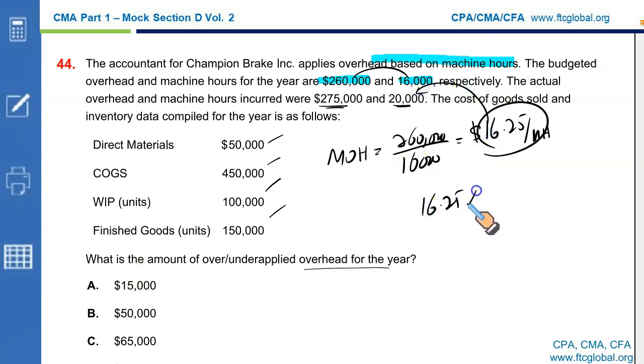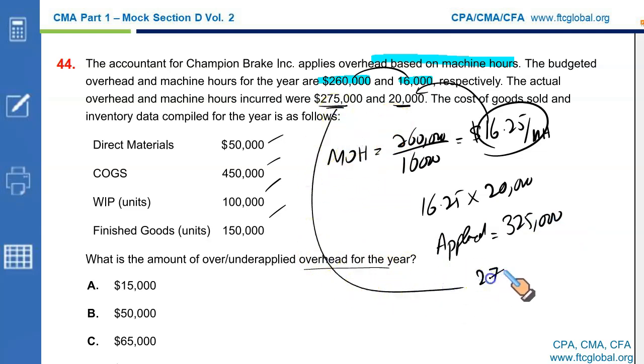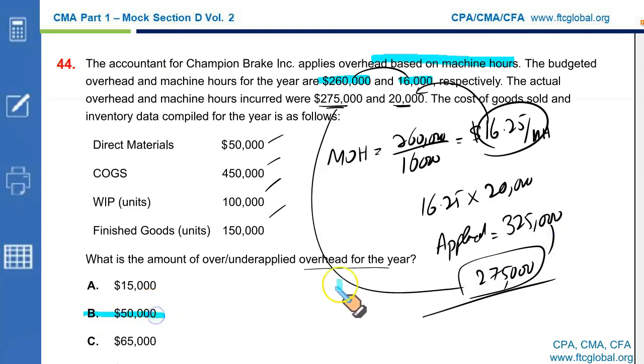So the rate multiplied by the level of activity of machine hours means the overhead applied, or absorbed, or recovered, or allocated, is 16.25 multiplied by 20,000. That is 325,000. That is absorbed or recovered. What was actual? Actual was 275,000. You have charged much more than the actual. How much more? 50,000. So your overhead is over applied by 50,000, the difference between the applied and the actual. Remember, applied overhead is sometimes also called absorbed or recovered, so make sure you understand and interpret the term correctly.